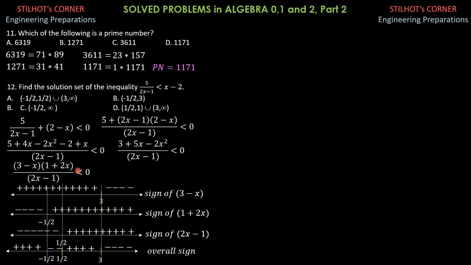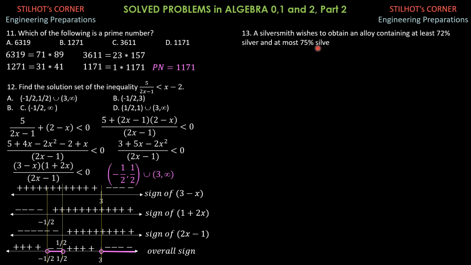Since this inequality suggests that this should be negative, the solution set would be this and this interval. And we do not include 1/2, of course. It's already not included from the figure because the denominator will be 0 and it becomes undefined. So therefore, this is the solution set: open parenthesis negative 1/2, comma 1/2, close parenthesis, union with open 3, comma positive infinity. So it's letter A.